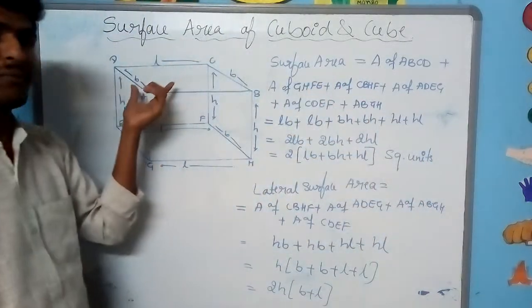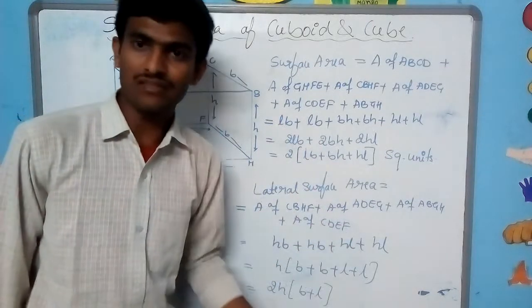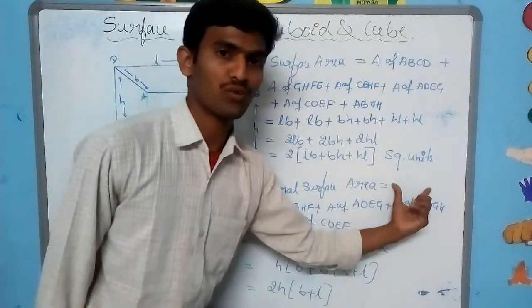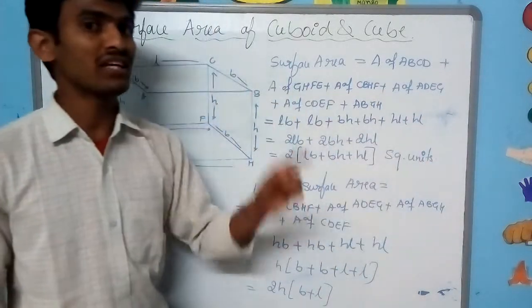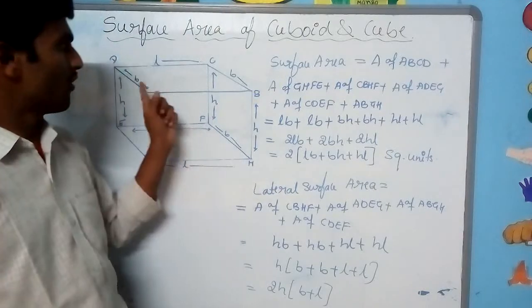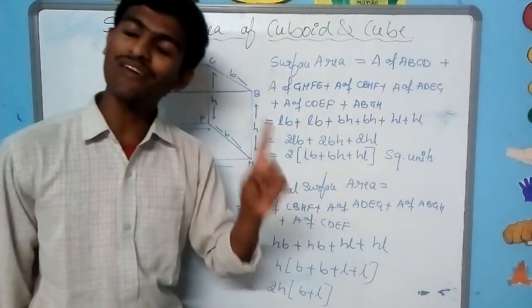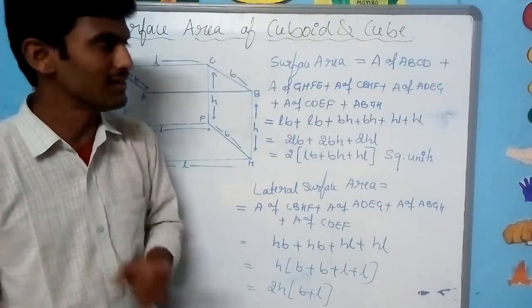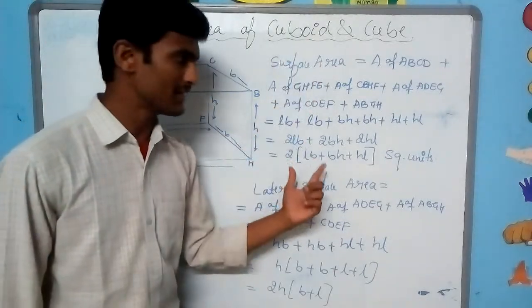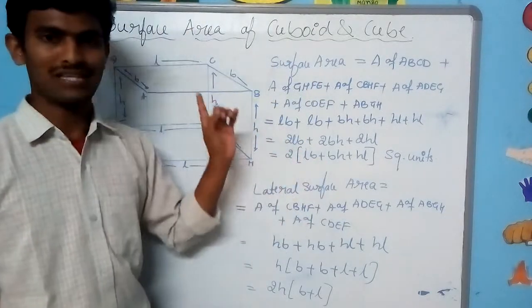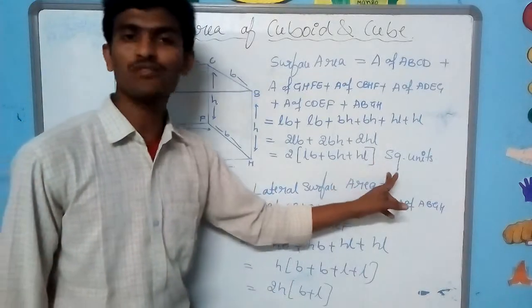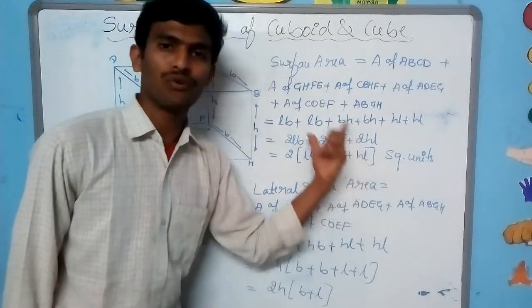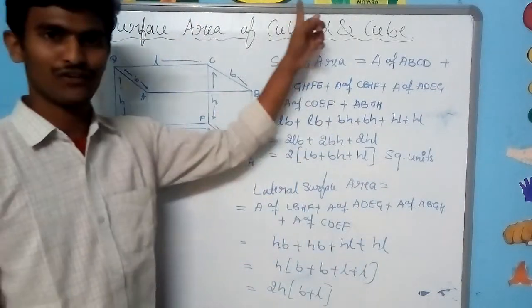The unit of area is always square units, whether the given parameters are in centimeters, meters, or millimeters. You should always express it in square units. But one thing you have to remember, all the parameters should be in only one unit. So finally you got the result. The surface area of a cuboid is 2 into LB plus BH plus HL in square units. You should remember this formula. If you remember this formula, you can calculate the surface area of the cuboid.